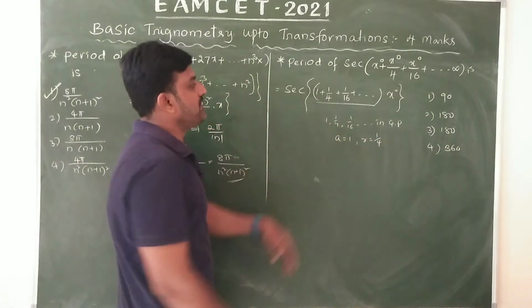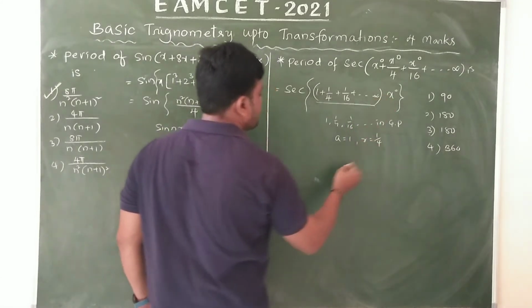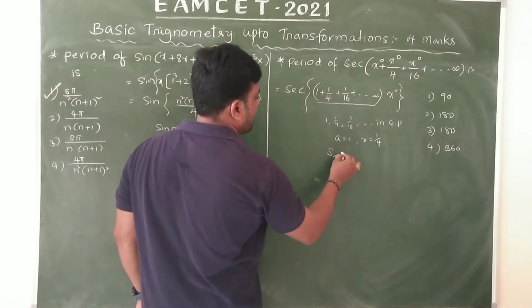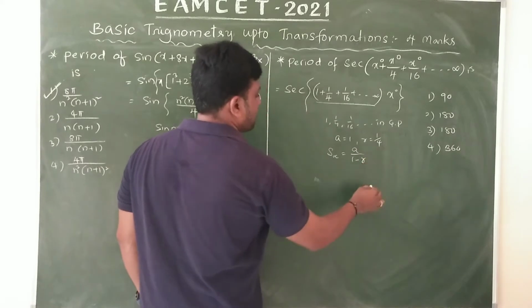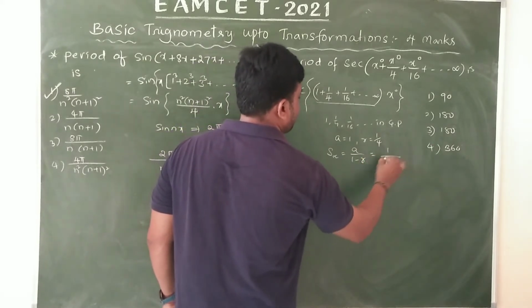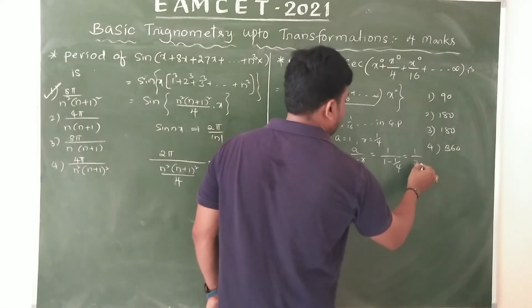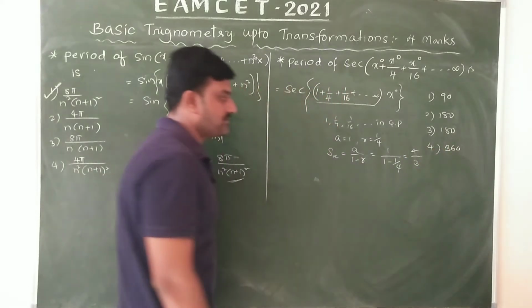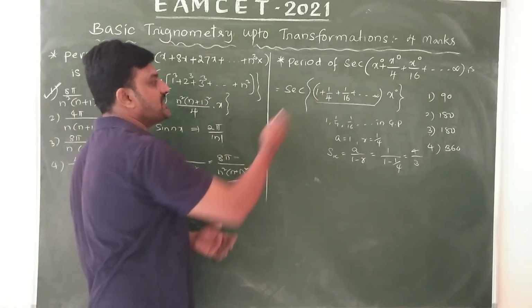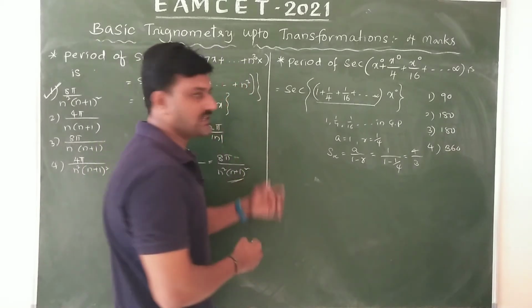The sum of an infinite series is nothing but a by 1 minus r. Okay. Then a equals 1, so 1 by 1 minus 1 by 4 is nothing but 1 by 3 by 4, which becomes 4 by 3. Okay. Now the period of secant nx is nothing but the period of cos nx.